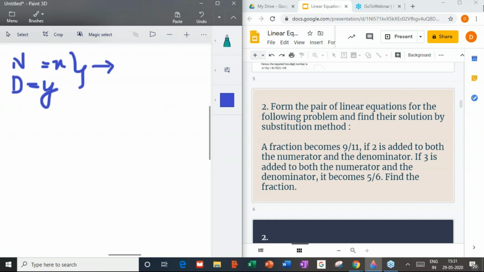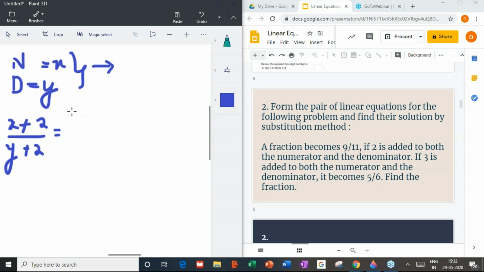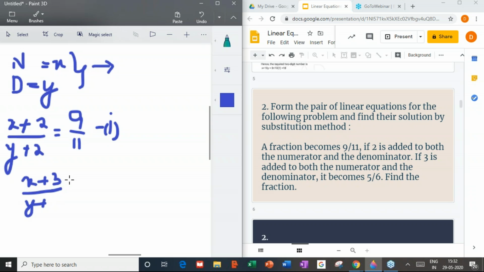So what is the first condition? If 2 is added to both numerator and denominator, it becomes x plus 2 by y plus 2, correct? They are saying the fraction becomes 9 by 11. So, 9 by 11, first equation, right? And the second thing they are saying, if 3 is added to both the numerator and denominator, so x plus 3 and y plus 3 becomes 5 by 6. Okay, so these are the two equations, now to be solved by substitution method.